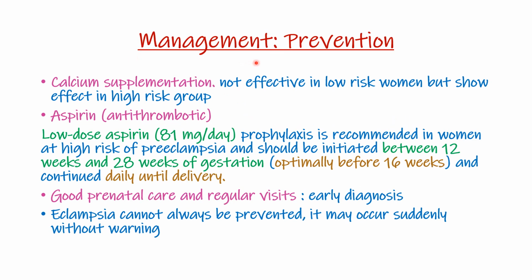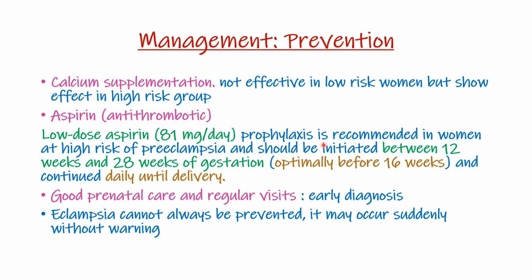Management of preeclampsia, we're going to begin with prevention. And in terms of prevention, the first thing that you can administer is calcium supplementation. However, it is noted to be effective only in high-risk women, but not effective in low-risk women. The next thing you can administer is aspirin, which is antithrombotic. And this is baby aspirin, that is low-dose aspirin, 81 mg per day.